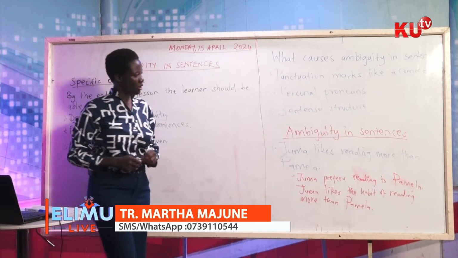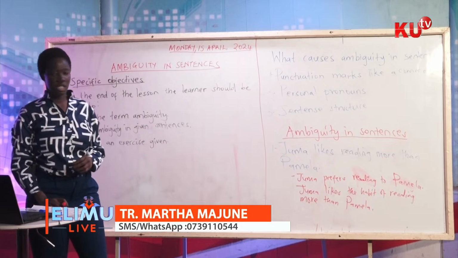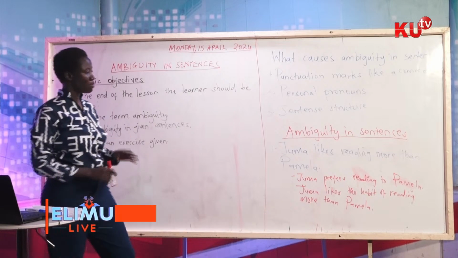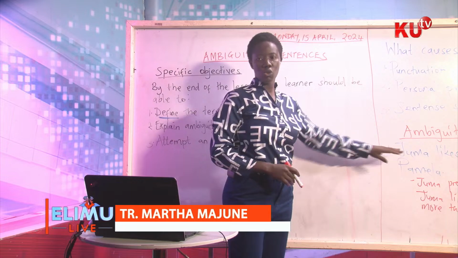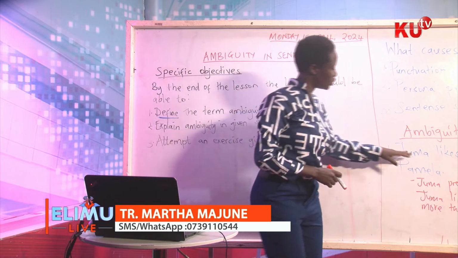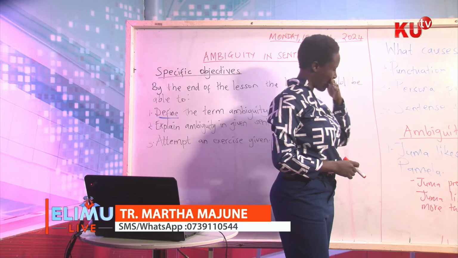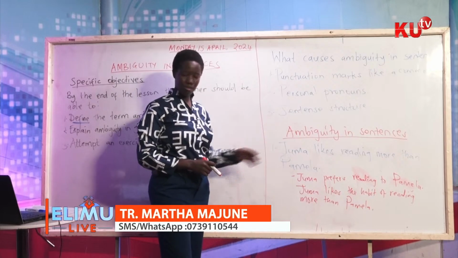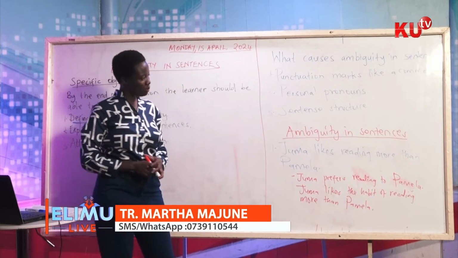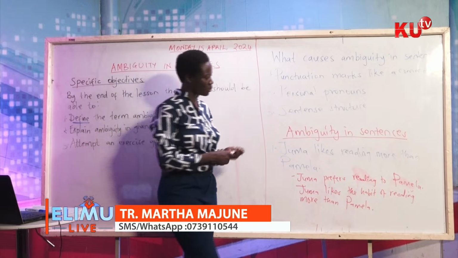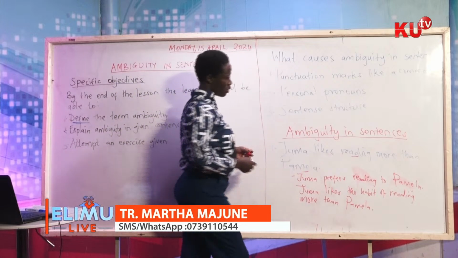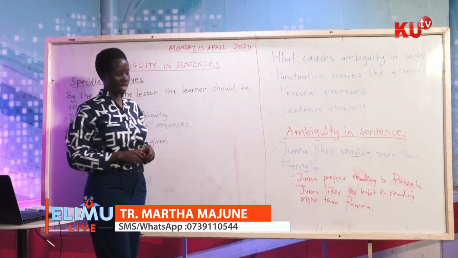Juma likes reading more than Pamela. Juma prefers reading to Pamela. So here we have one person, and that person is Juma. If we look at Juma, Juma likes reading more than Pamela. So we have one person, Juma, and this one person has two options. The first option is reading, and the second thing is Pamela.